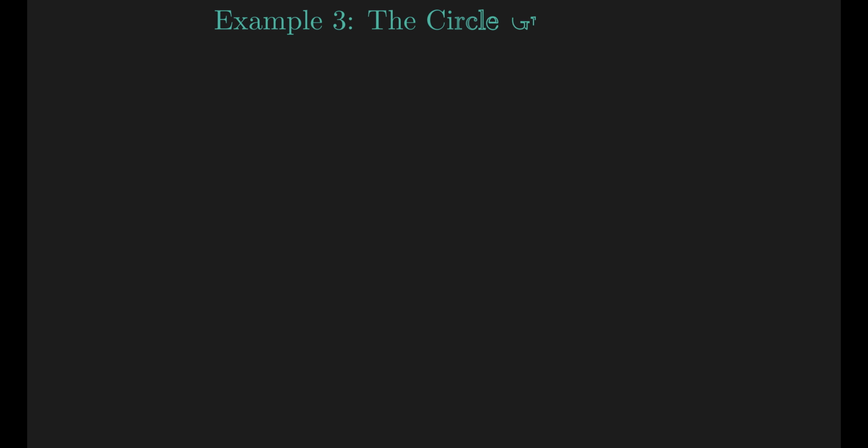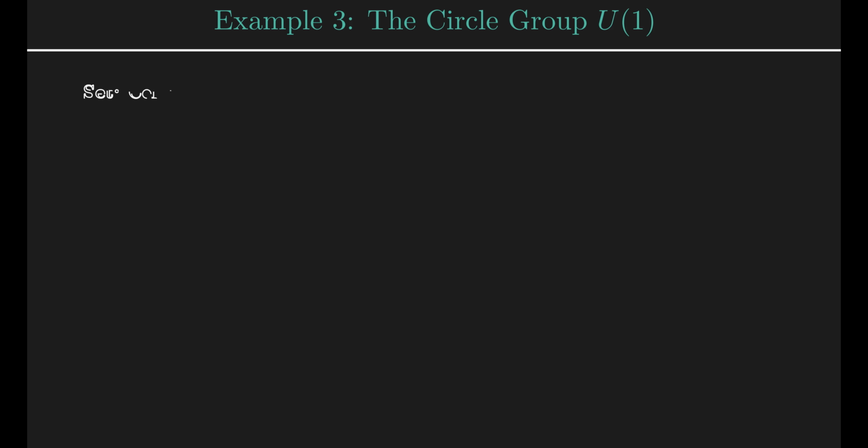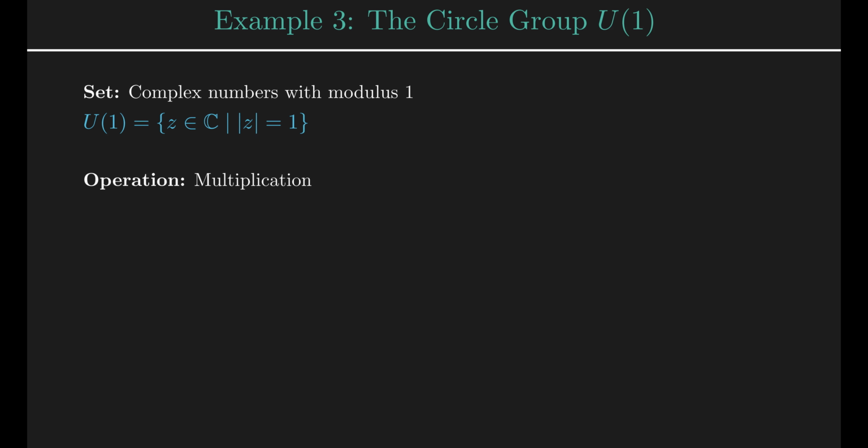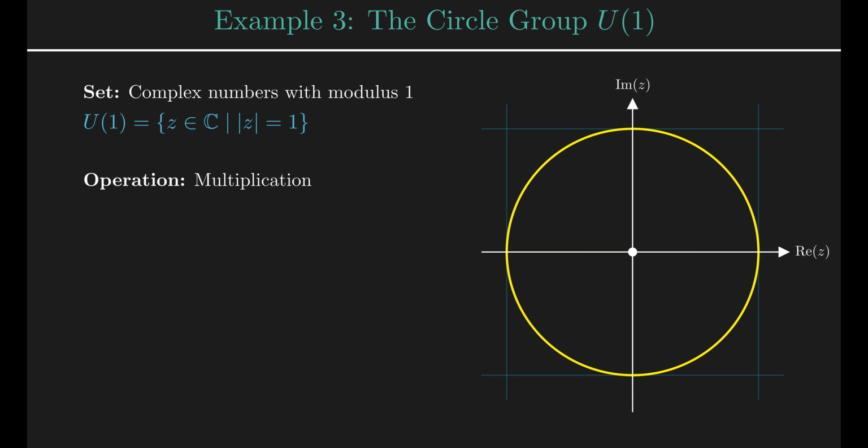This group consists of all complex numbers with a modulus of 1. Geometrically, these are the points lying on the unit circle in the complex plane. The operation here is standard complex multiplication.